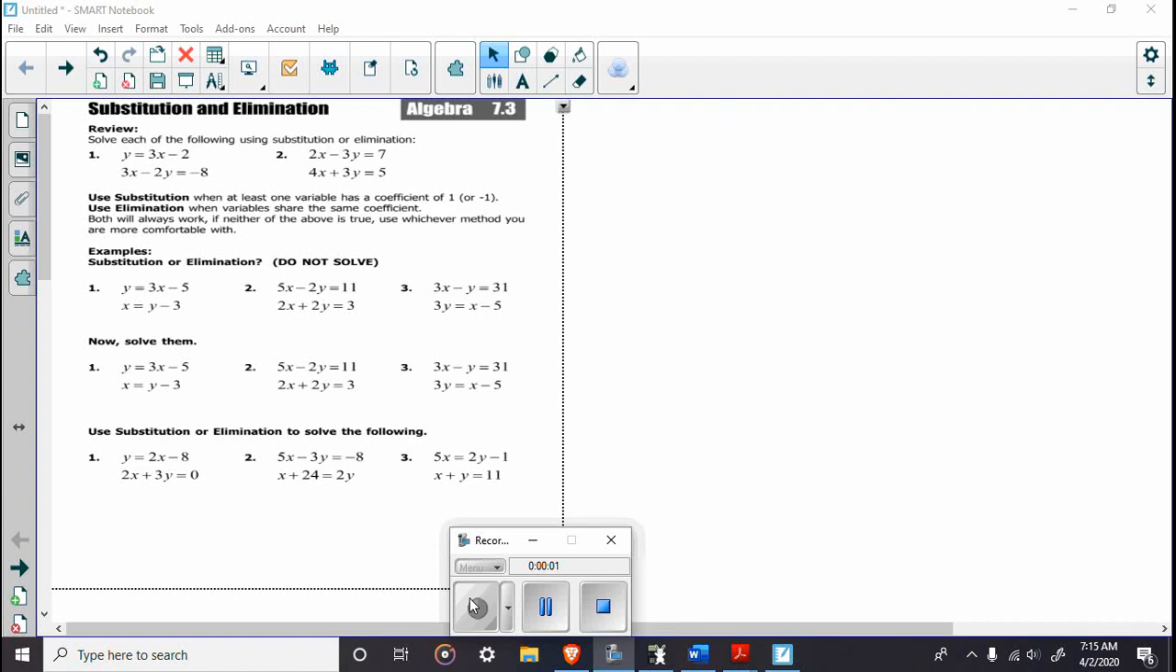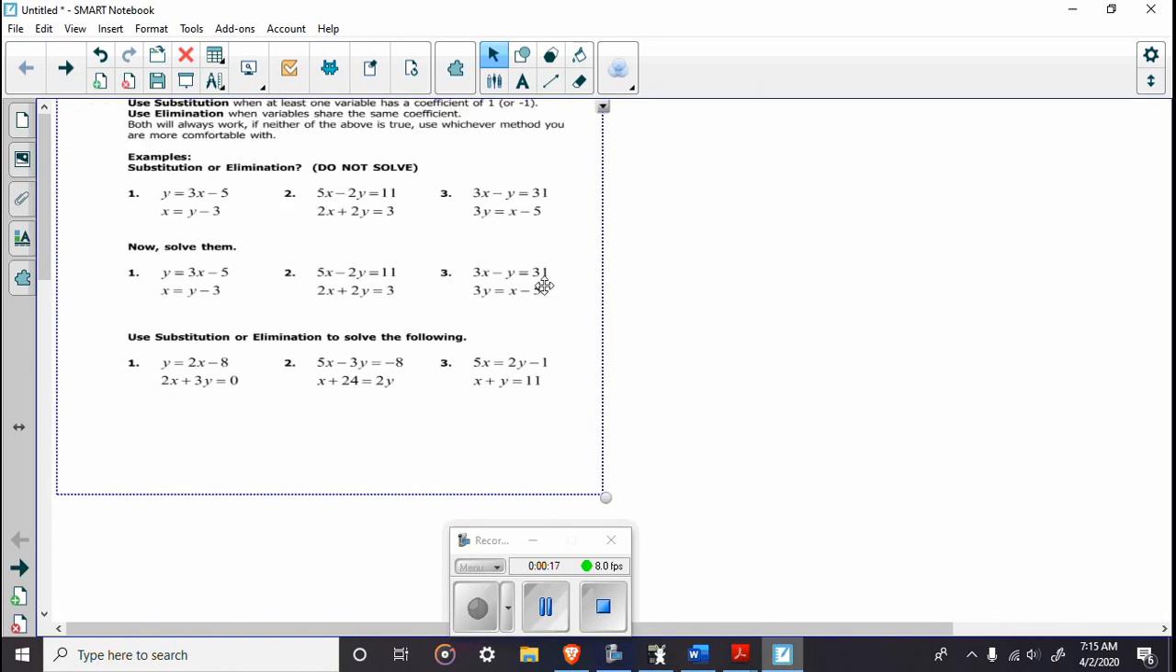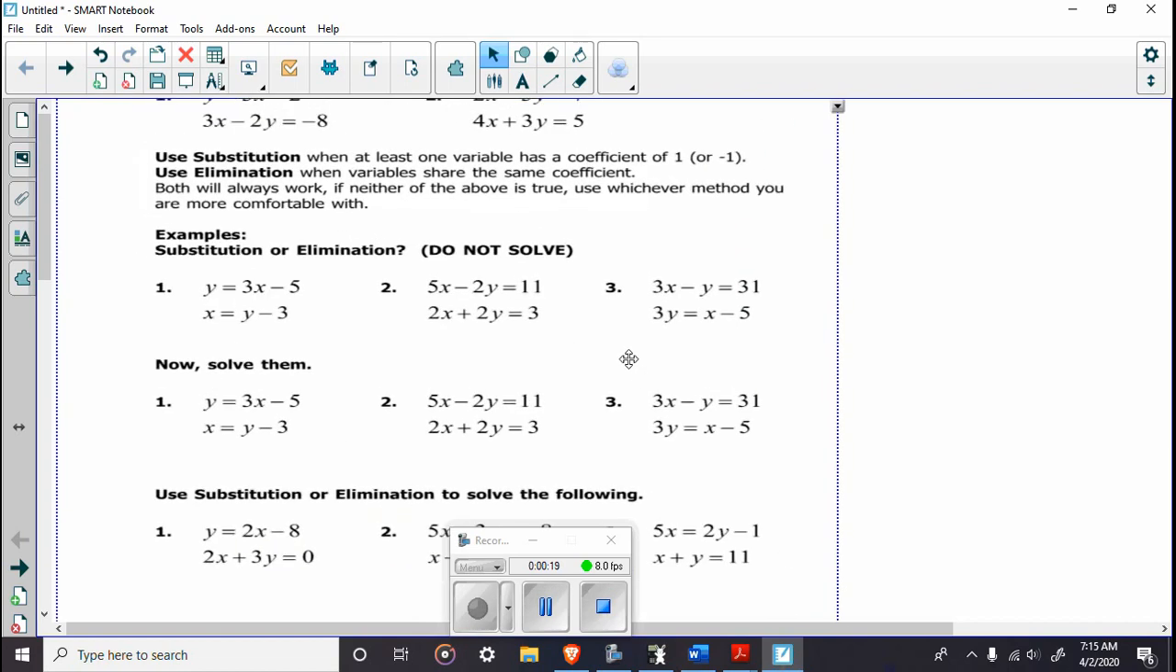Guys, how's it going? I want to pick up where we left off yesterday, and I want to talk about how to choose the best way to solve a system of equations. We're going to talk about two different methods today, substitution and elimination.